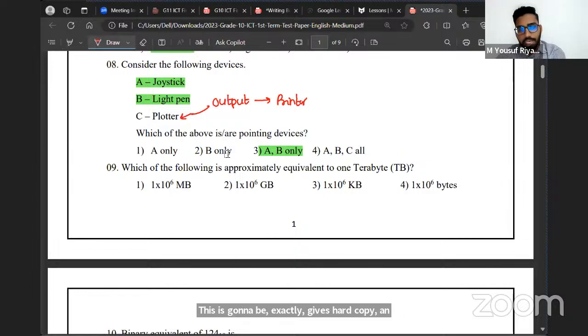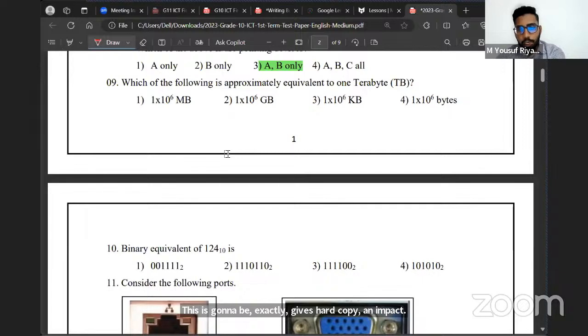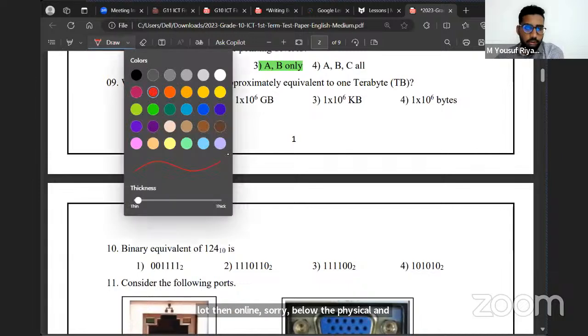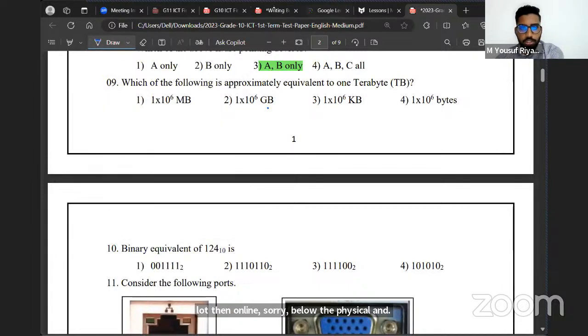Perfect. Next, which of the following is an approximate equivalent to 1 TB? I have not done this for the physical class, but I've done it for online. I think in Kolana we did this, okay? But yeah, I'll teach you all now. If you talk about data storage, we start from bits, then bytes, then kilobytes, then megabytes, then gigabytes, then terabytes, and then petabytes. There are more, but for your syllabus, we'll stop here.